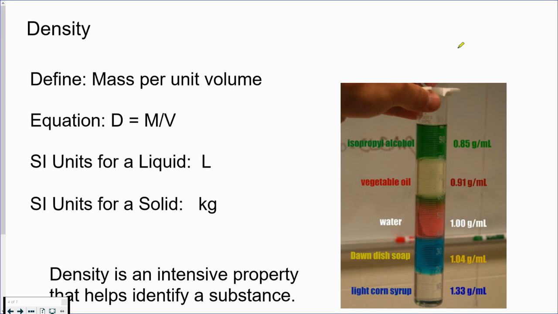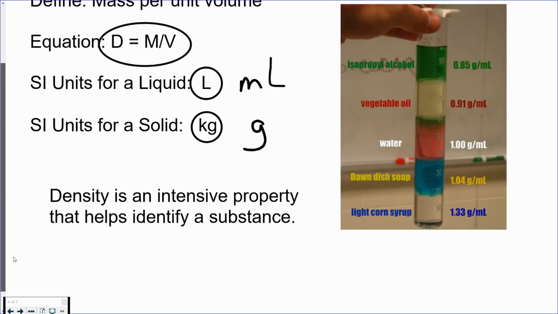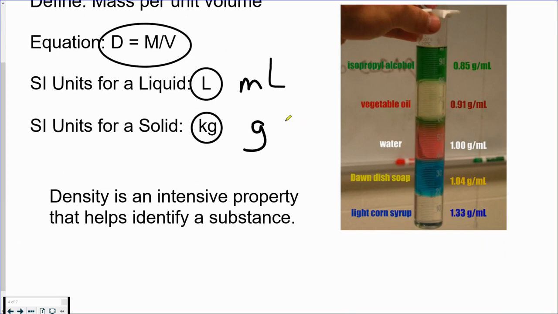So with density, we have an equation. It is D equals M divided by V. The standard unit that we'll use for liquids are liters. We like to really stick with milliliters. With a solid, it could be kilograms. However, we also like to stay in grams. We're not dealing with large quantities of something, so that's usually why we're in milliliters and grams. Density is an intensive property, so it actually can help us identify what kind of substance it is.